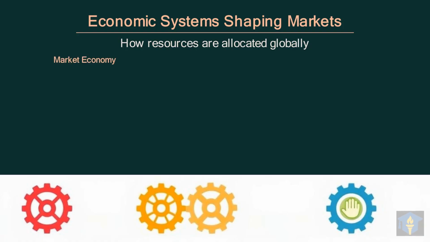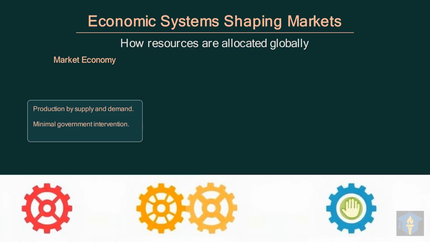First, we have the market economy system, which operates on specific principles. In this system, production decisions are primarily driven by supply and demand forces in the marketplace. There's typically minimal government intervention, allowing market forces to guide economic decisions.